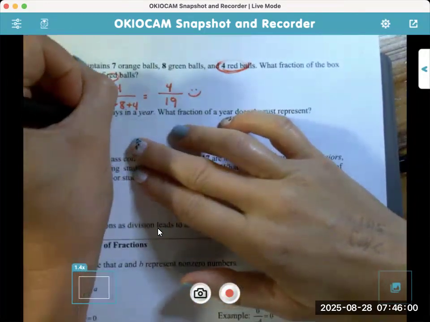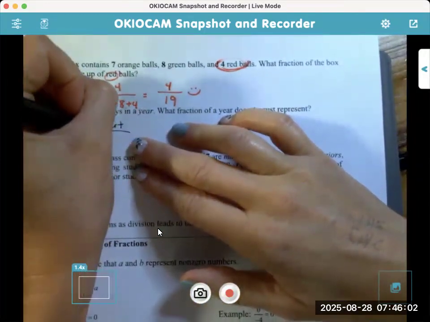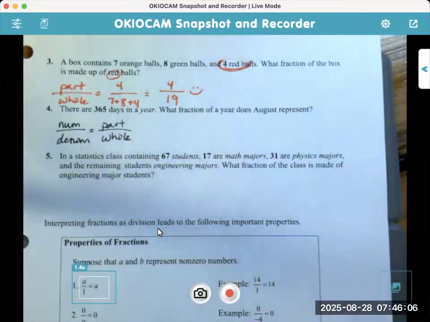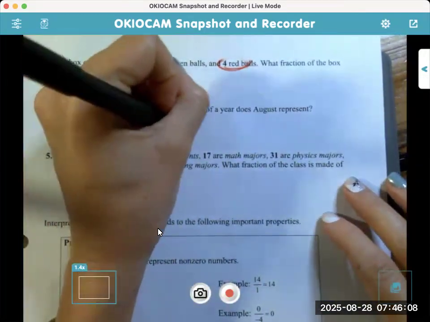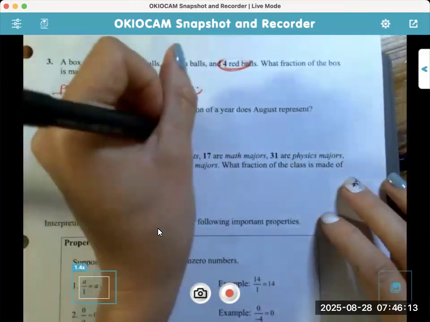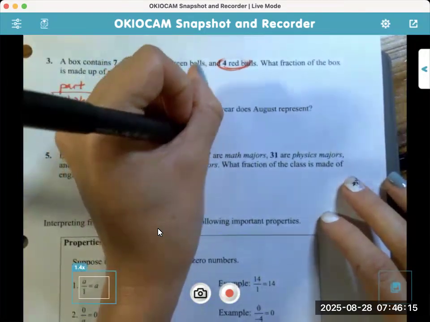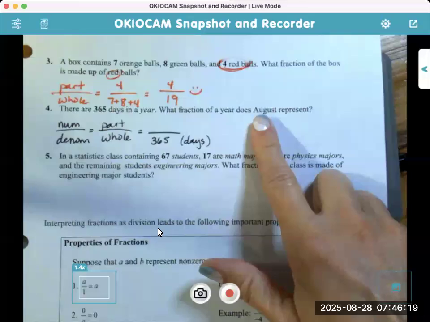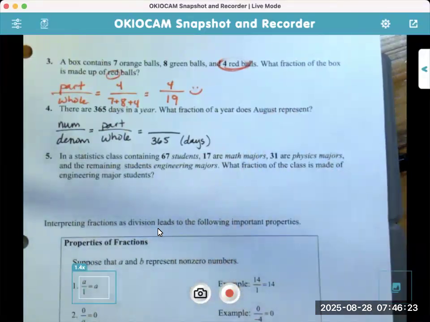But it is also just part over a whole. Okay, so I know the whole is 365. Now we're thinking days. So I need to know, how many days are in August? Is it 31? I should know. It's just one of those things my brain doesn't remember.